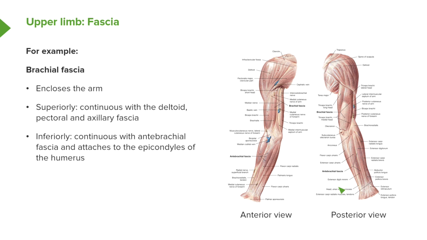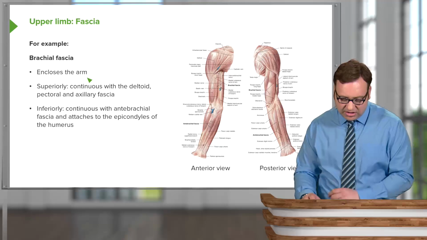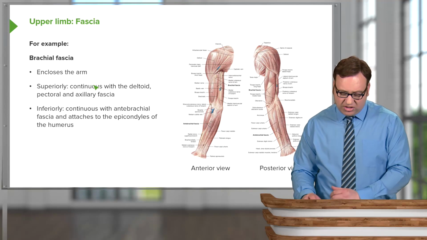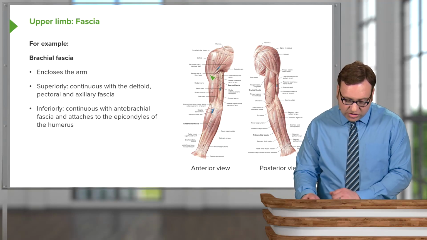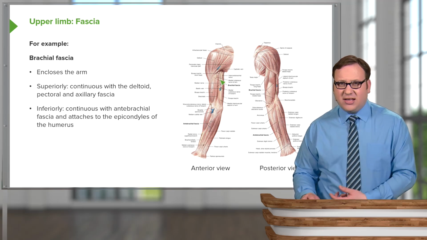Specifically, we're going to look at what's known as the brachial fascia. We can see it here anteriorly, it's covering the arm. We can see it here anteriorly, and we can see it here posteriorly. So this brachial fascia encloses the musculature of the arm. So this tight cuff that is surrounding the musculature within the arm. It is continuous with superior structures of the upper limb. So it's continuous superiorly with fascia covering the deltoid, fascia covering the pectoral muscles, and fascia lining the axilla.